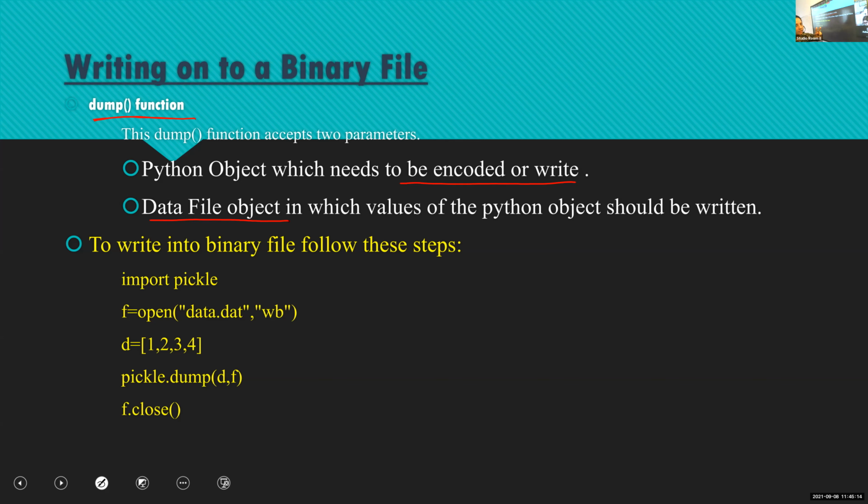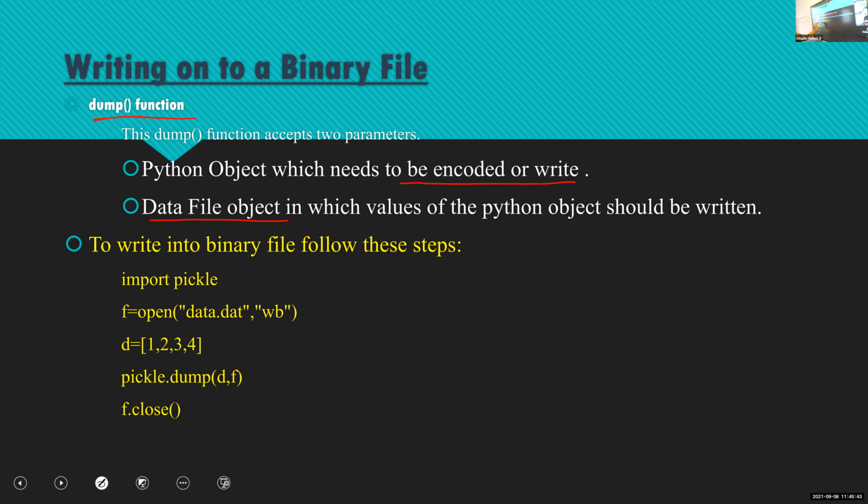The first parameter is the actual content stored in a list or dictionary that we want to store into the binary file, that is, the Python object which needs to be encoded or written to the binary file. Then the second parameter is the data file object. I will explain these two points with an example.